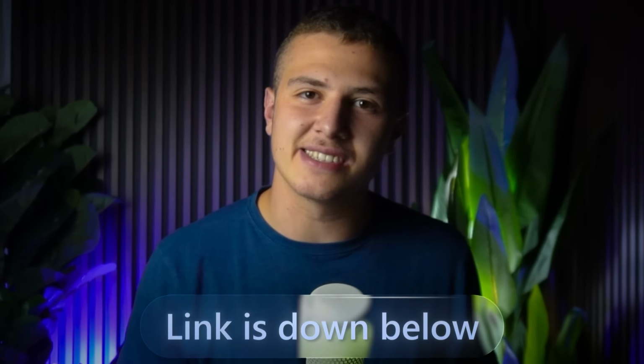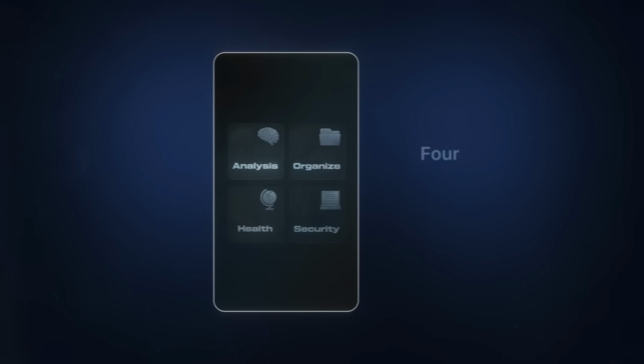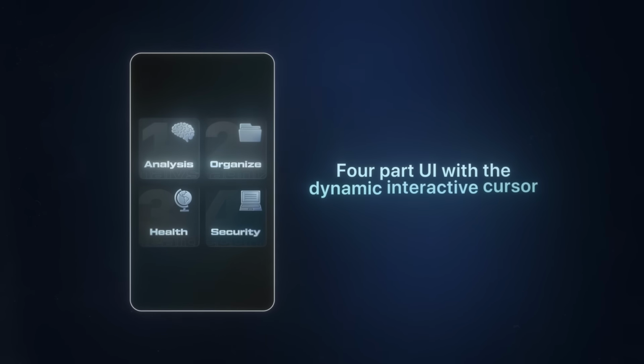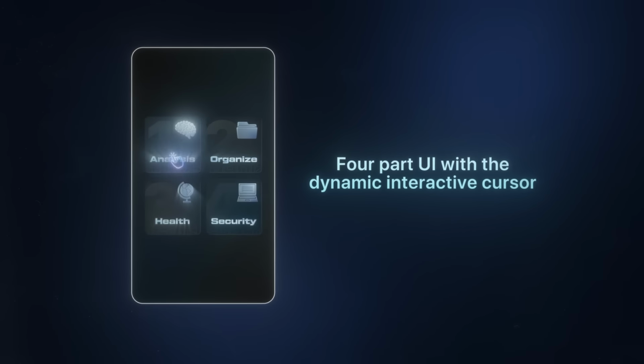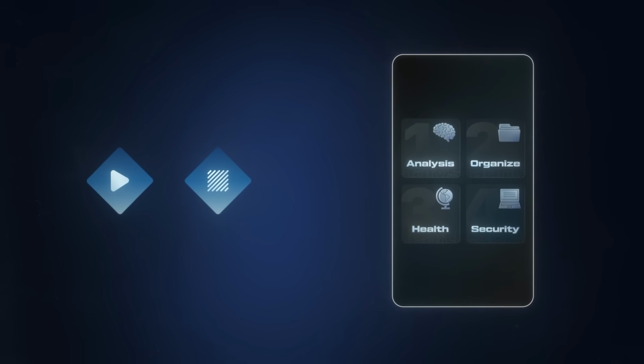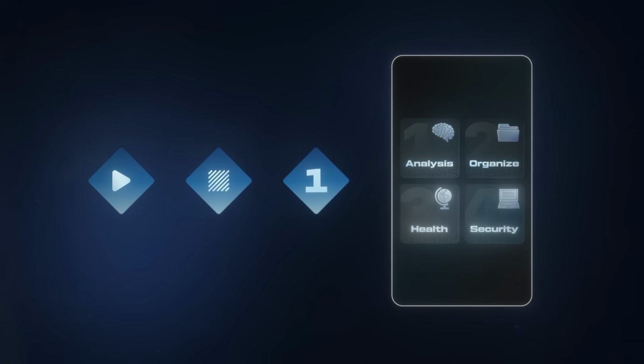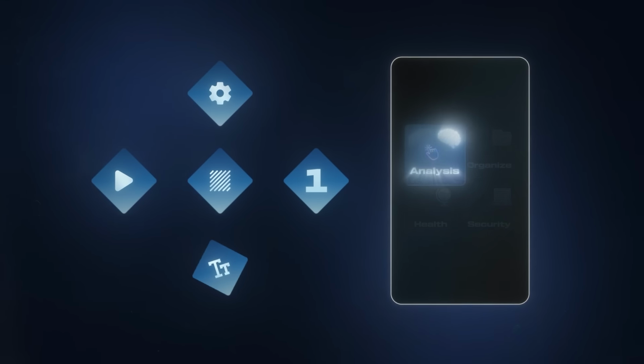With the hook out of the way, it's time to begin working on the first of our 3 major animations. The first animation is a beautiful 4-part UI with a dynamic interactive cursor. Let's go ahead and break it down before we start building it. To make this animation, we can see a blue background, simple rounded squares for the UI, a faded out number in the top left, an icon in each UI, and text at the bottom. This should be easy, so let's go ahead and build this.